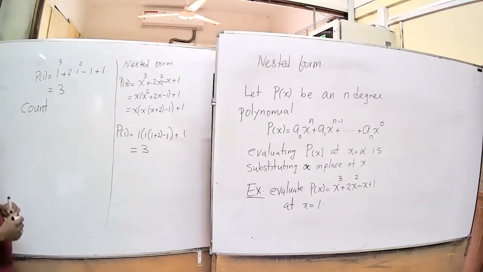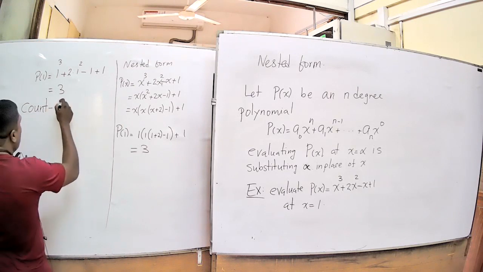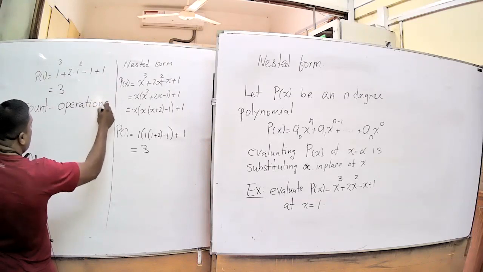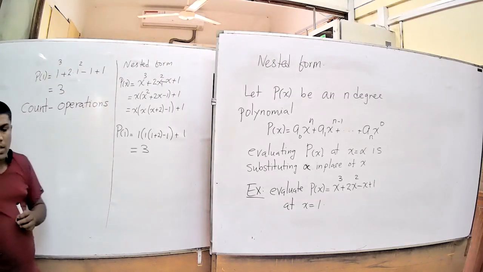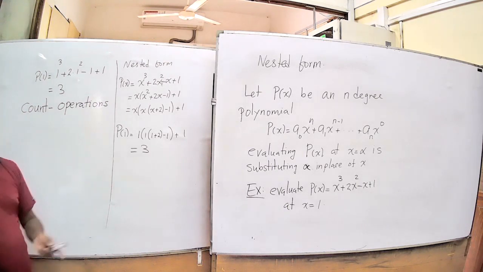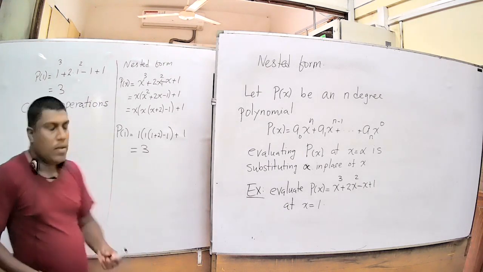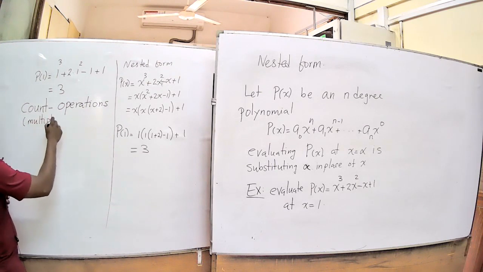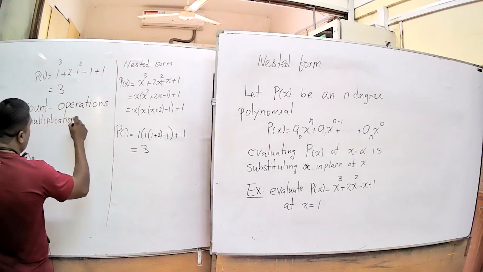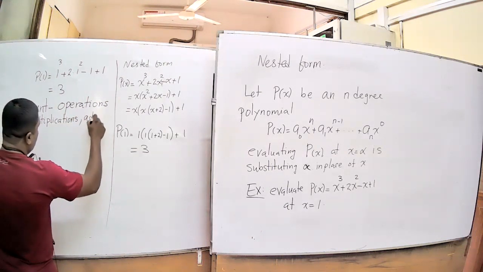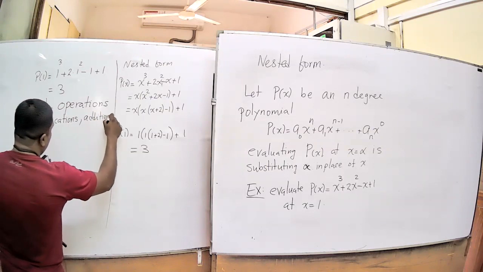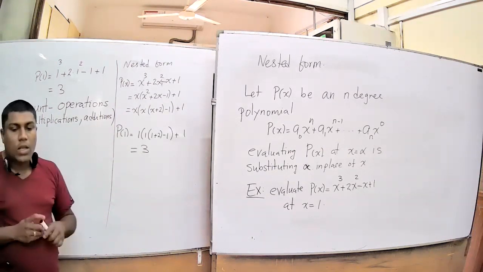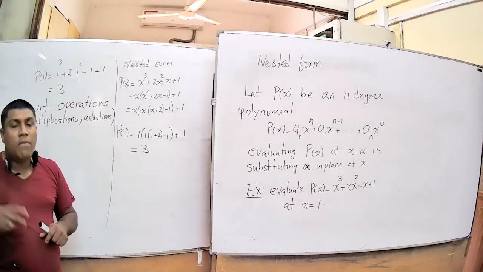So this is called operation count. I'm going to count the operations. Operations means multiplication and addition. So multiplications and additions are called operations.